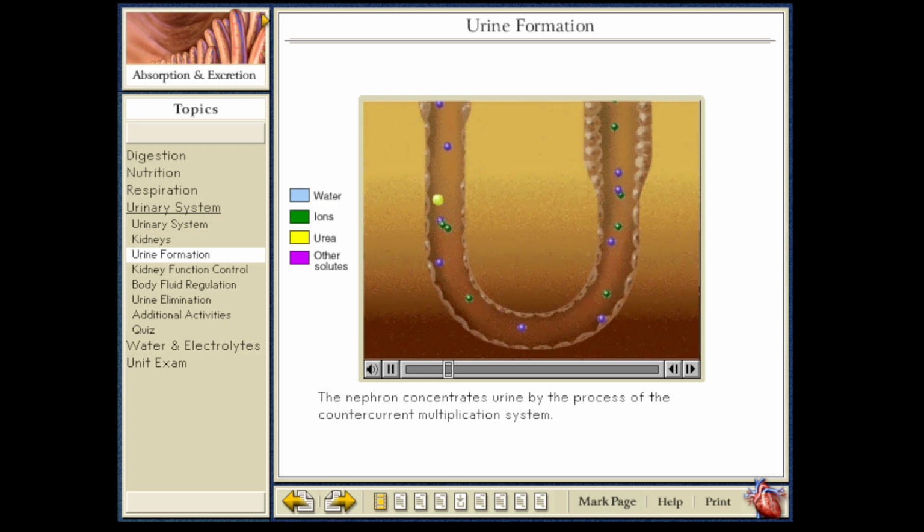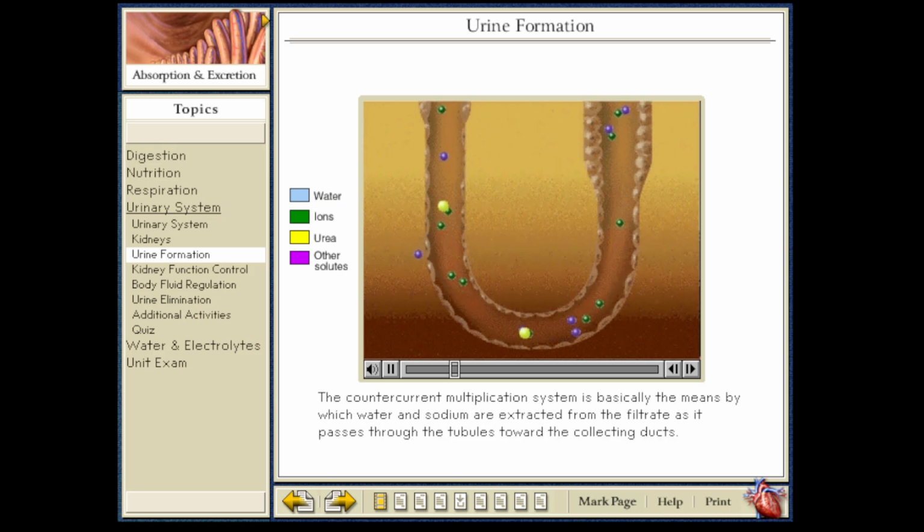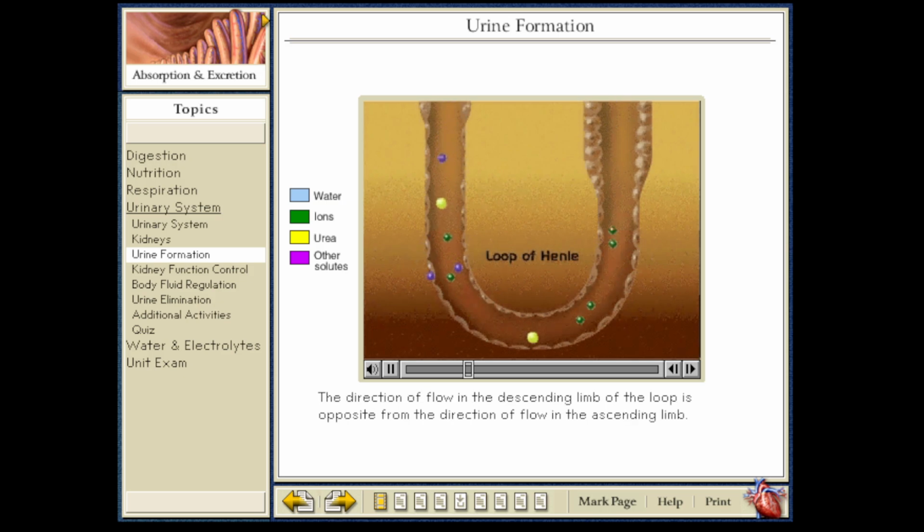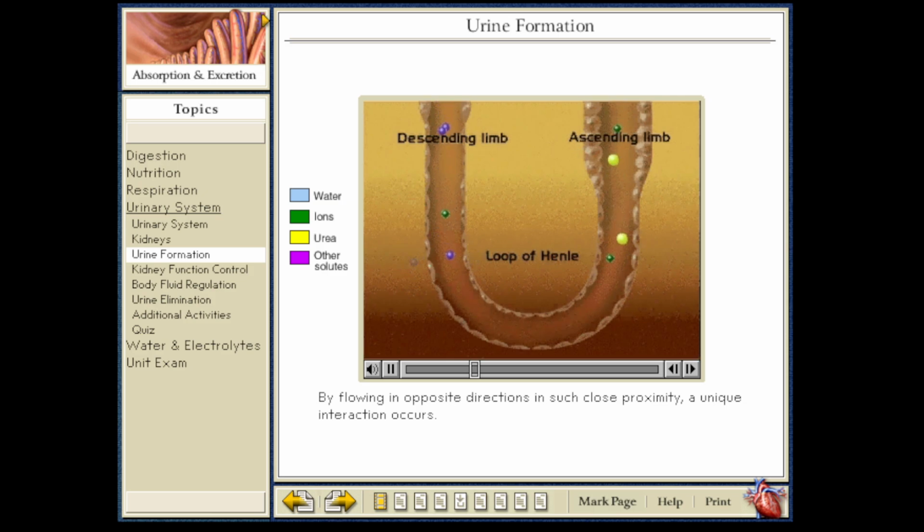The nephron concentrates urine by the process of the countercurrent multiplication system. The countercurrent multiplication system is basically the means by which water and sodium are extracted from the filtrate as it passes through the tubules toward the collecting ducts. This system is called countercurrent because of the dynamics set up by the hairpin turn of the loop of Henle. The direction of flow in the descending limb of the loop is opposite from the direction of flow in the ascending limb. By flowing in opposite directions in such close proximity, a unique interaction occurs.